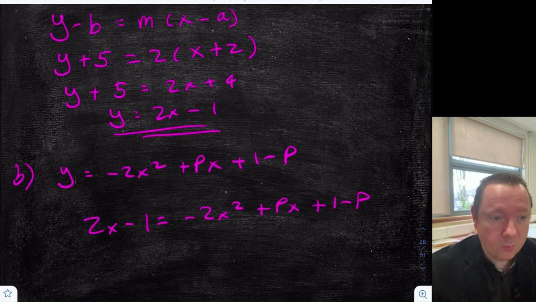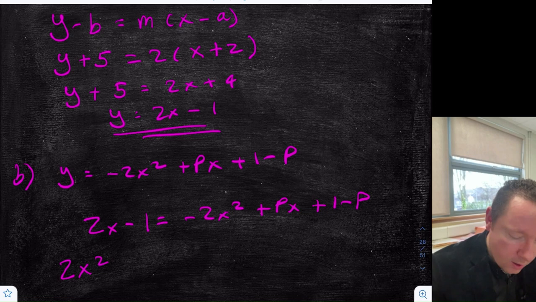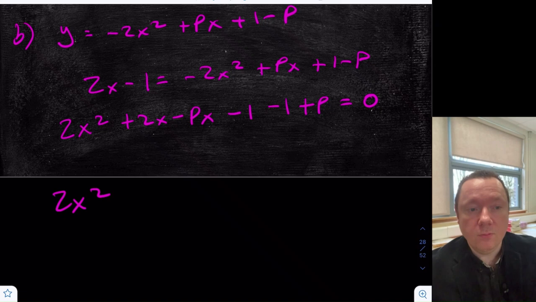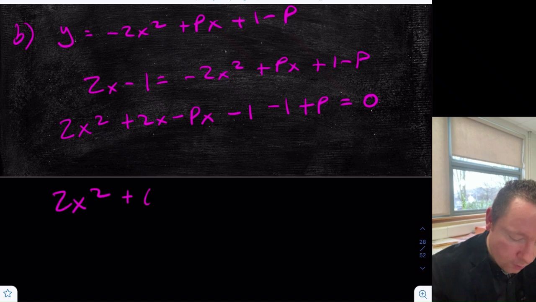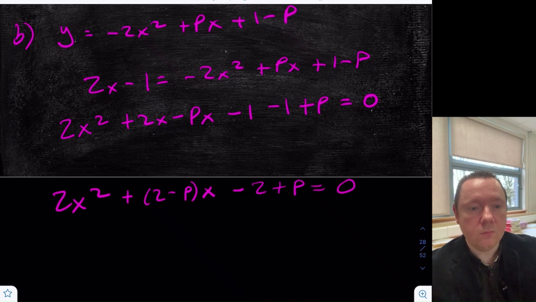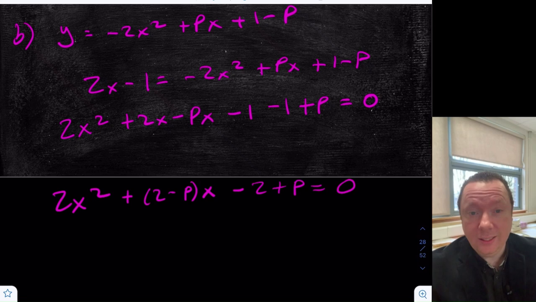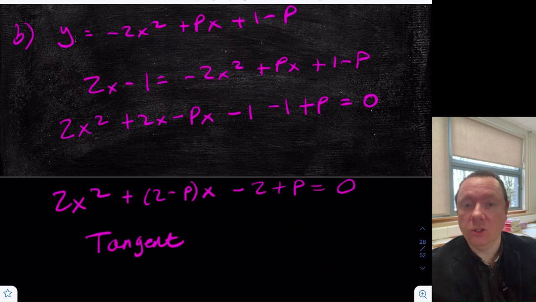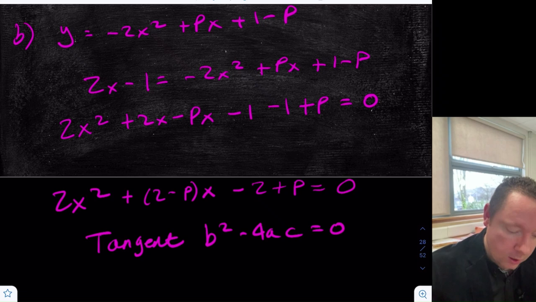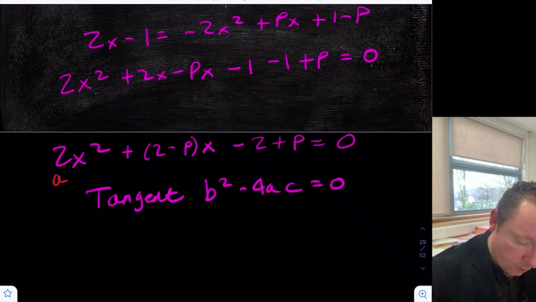Moving everything over to the right, we get 2x squared plus 2x minus px, then minus 1, then minus 1 again, and then plus p, and that equals 0. Tidying that up, 2x squared plus (2 minus p)x, and then as a constant term, minus 2 plus p, equals 0. Now, if it's a tangent, b squared minus 4ac equals 0, because it only has one solution. So remember, that would be our a, this would be our b, and this whole thing here would be our c.